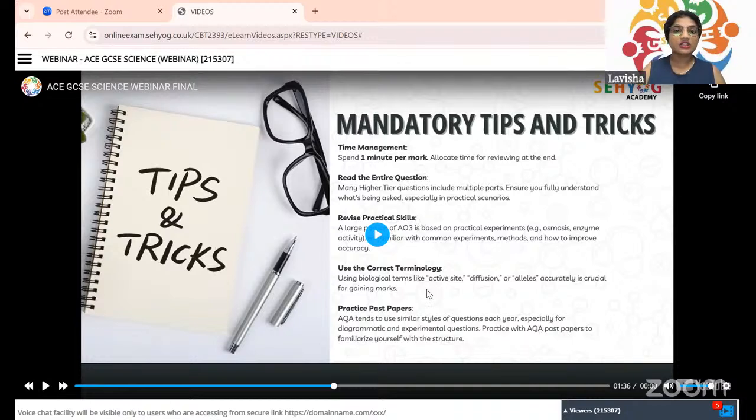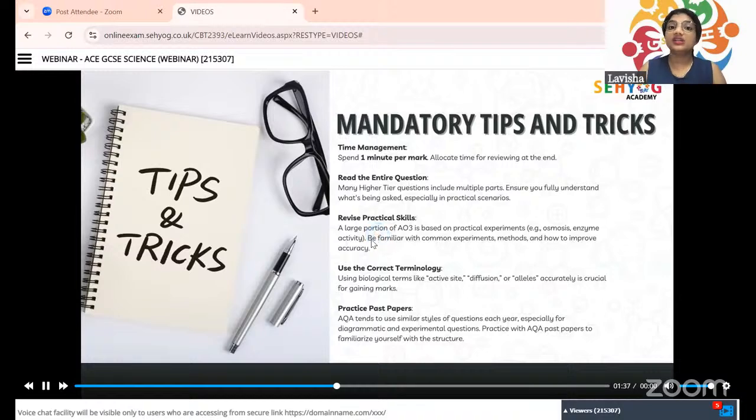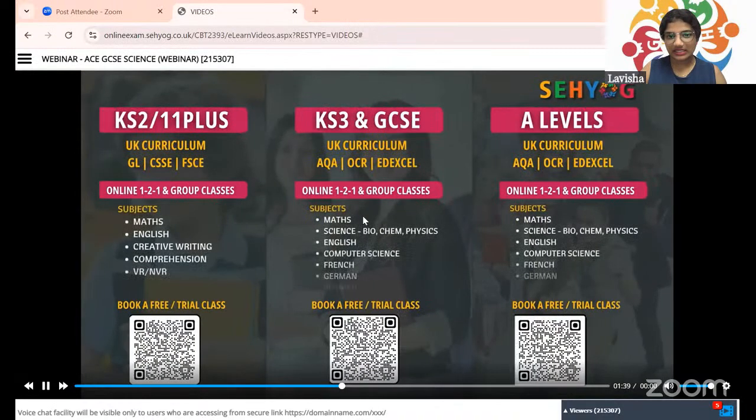Use the correct terminology. We are dealing with science, right? We cannot go ahead with vague explanations. We have to use very accurate terminology. And practicing test papers helps us identify the exam pattern really well, and we also learn that particular segment in great detail.